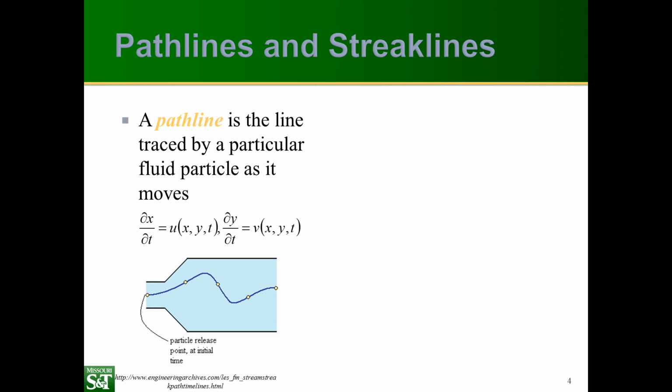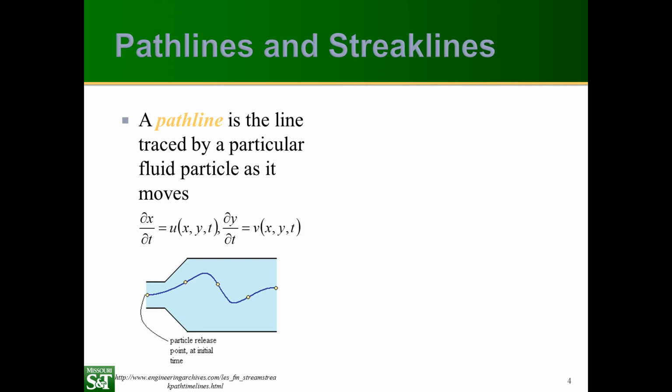We can actually visualize this if we tag a particle with dye or smoke or a radioactive isotope, and then we measure how it moves as it goes through the fluid. We get the path line. We can actually find this by integrating the velocity field. So if we take dx/dt equals u, and we integrate with time, then we get x is the integral of u with time.